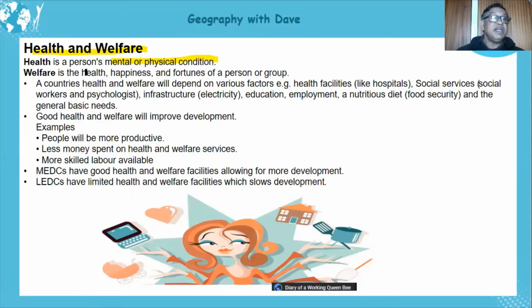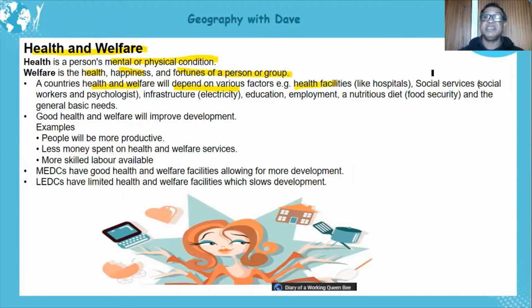What's welfare? It includes health, happiness, and fortunes of a person or group. You understand? Their welfare is better if they can afford things, and therefore they're happier. Not that you only need to afford, but your health is good. You understand? That is your welfare. And this plays a big part in development also.